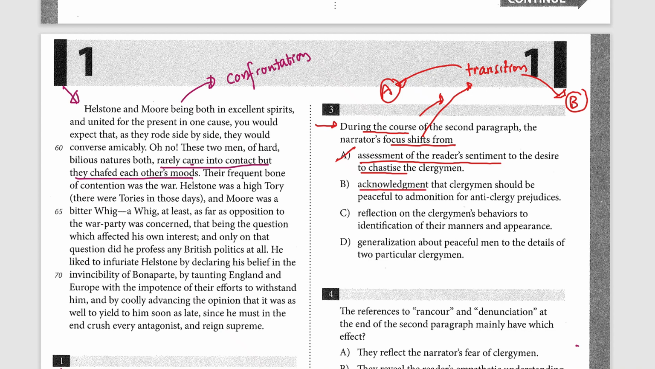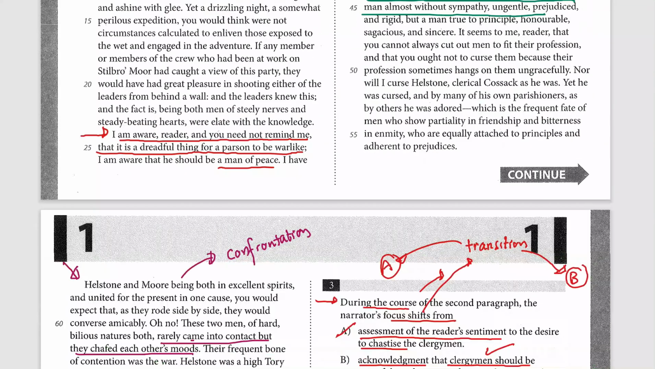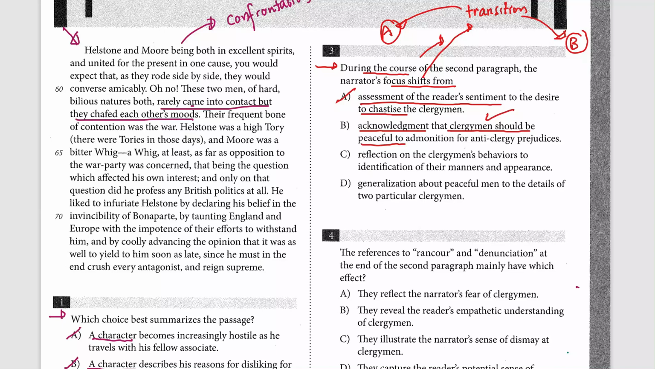Acknowledgement, approval that clergymen should be peaceful. Okay, he acknowledged this. They must be what, guys? Peaceful. And this was very clear in the sentence here: "I am aware that he should be a man of peace." Very nice, very clear, teachers.